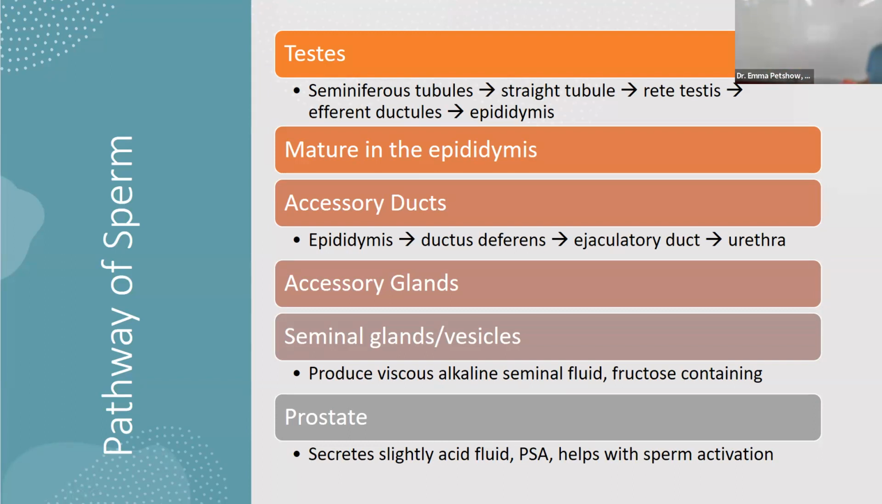Specifically, the seminal glands produce fructose. Fructose is what sperm consume for energy. That's their sugar they're utilizing. The prostate has PSA, but it also has some slightly acidic fluid that helps activate sperm. So both these fluid sources help the sperm, once they're released, to actually migrate to their goal site.